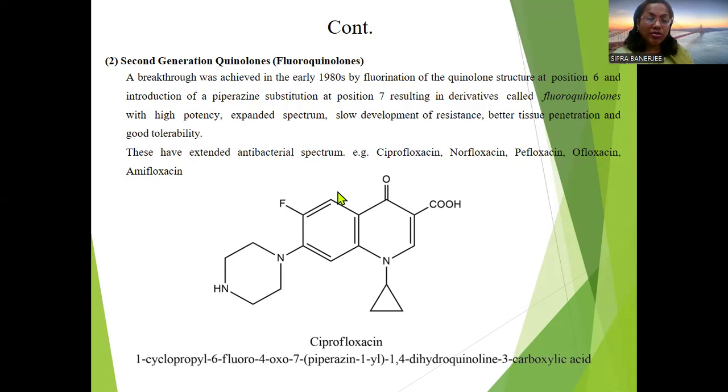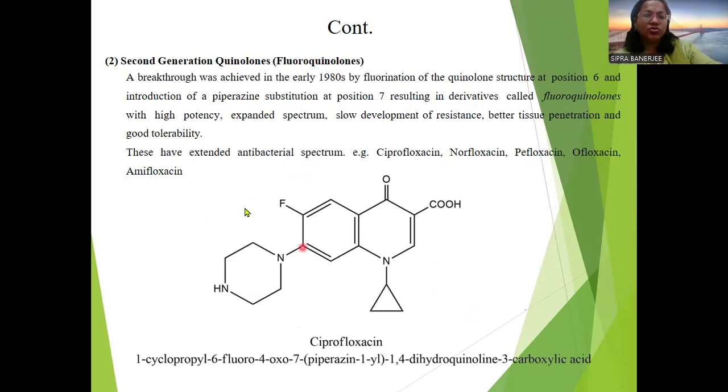So coming to the name of the drug, you will see here ciprofloxacin is named 1-cyclopropyl, 6-fluoro, 4-oxo, 7-piperazine. This is the same position of piperazine. 1,4-dihydroquinoline. These are the important names of the quinoline. Okay. And this is the structure of the fluoroquinolone.